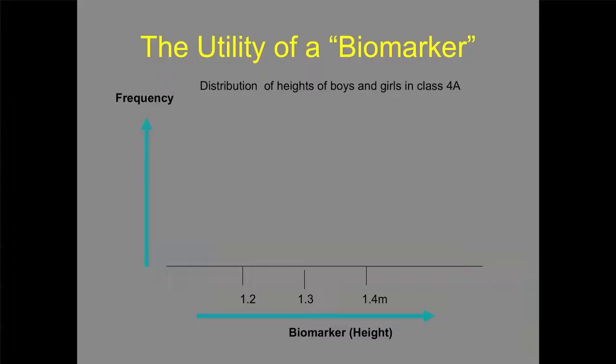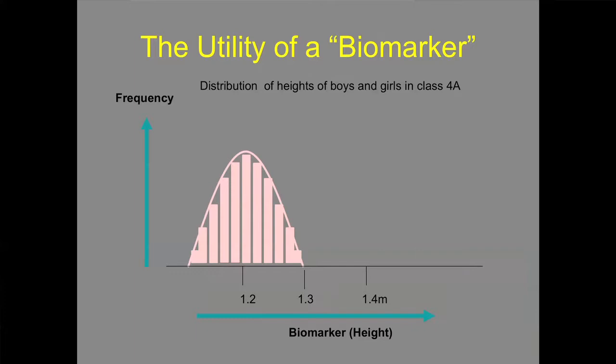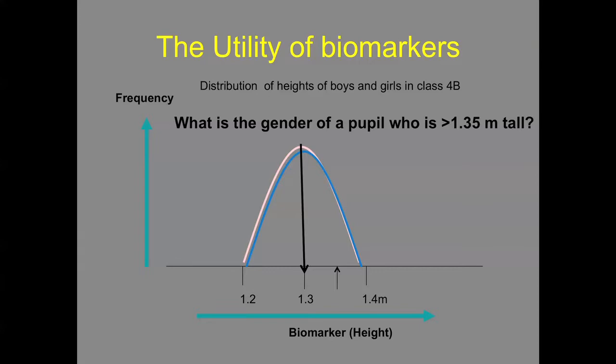I just want to try and introduce also a concept of utility of a biomarker. And for this, I'm using quite a trivial example, and that is the distribution of heights in boys and girls. So if you've got girls there, boys there as a distribution in this rather strange class of 4A, and you wanted to predict the gender of a pupil who was greater than 1.35 metres tall, well, you can all tell me it has got to be a boy, because there are no girls with that sort of height.